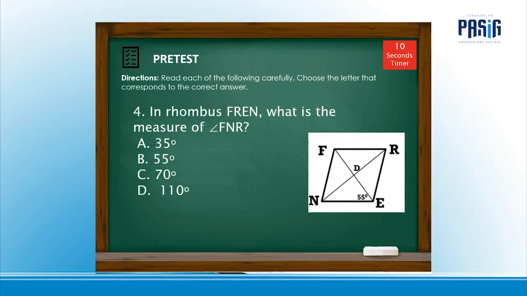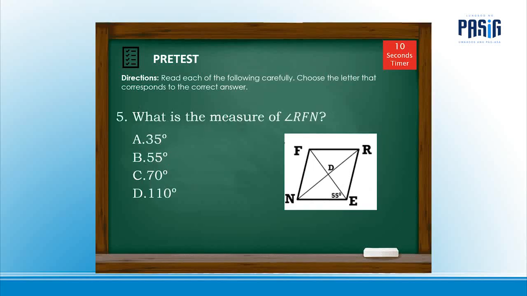Number 4. In rhombus FREN, what is the measure of angle FNR? A. 35 degrees, B. 55 degrees, C. 70 degrees, D. 110 degrees. Your timer starts now. And number 5. What is the measure of angle RFN? A. 35 degrees, B. 55 degrees, C. 70 degrees, and D. 110 degrees. Your timer starts now.